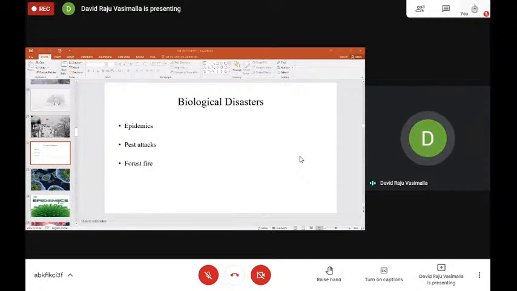In this category, as we are going through some classification of the biological disasters, three types of biological disasters have been classified. One is epidemics, second one is pest attacks, and the third one is forest fire. So actually this so-called forest fire is also classified in natural disasters as well as pest attacks also. But by means of the nature, we are going to classify them in biological disasters.